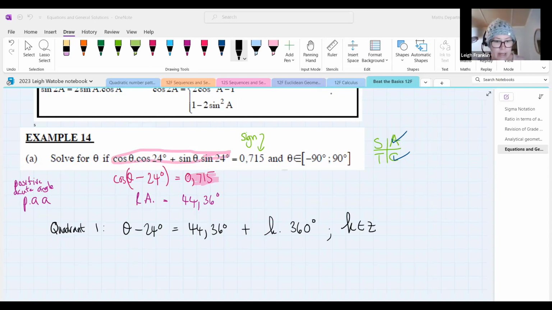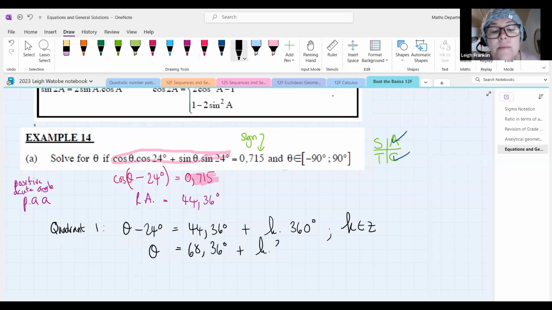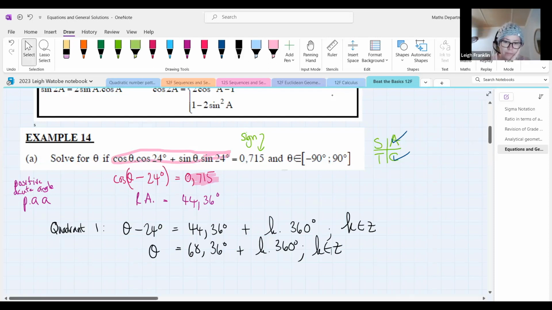Now we have to collect like terms. And we end up with 68,36 plus K times 360. K is an element of the integers. So there is our one general solution. This is our one general solution.